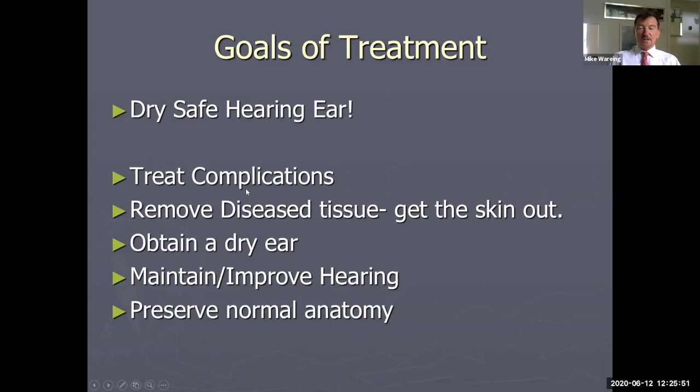So we spoke about treating complications, so things like intracranial abscesses or extracranial abscesses need to be treated first of all. But then the idea of cholesteatoma surgery, you've got to get the skin out. So you've got to remove the diseased tissue, and then obtain a dry ear, so try and prevent it from recurring or relapsing. And then if you can maintain improved hearing, we mentioned preserving normal anatomy.